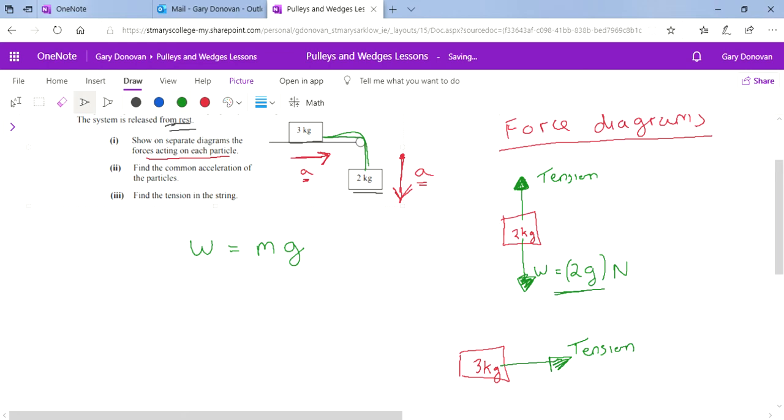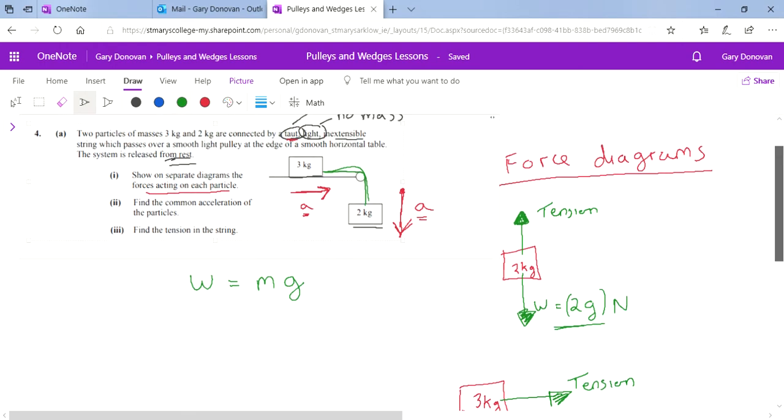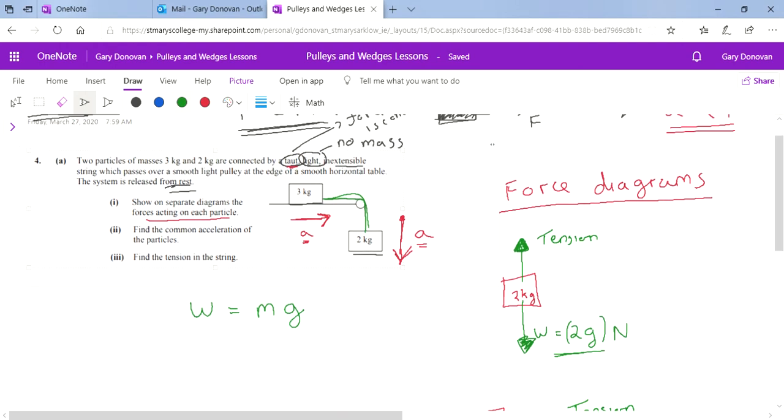Is there anything pulling it back to the left? No, there's not. Now, if there was friction, there would be something slowing it down. But in the question, it said that the table was smooth. And anytime you see the word smooth in the question, it means there's no friction. But as we move on to the harder questions, you're not going to see the word smooth, you're going to see the word rough.